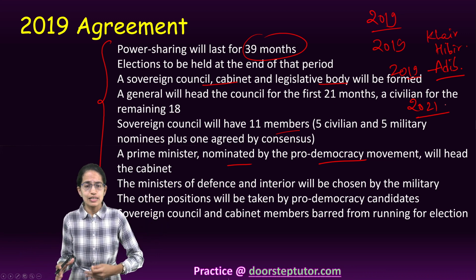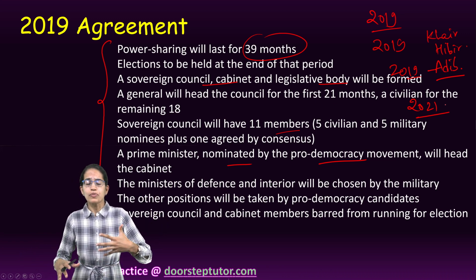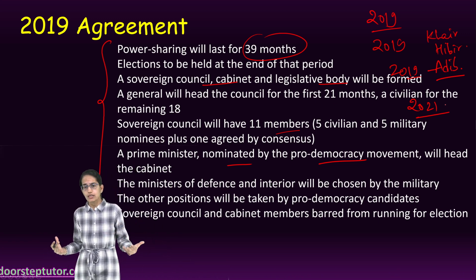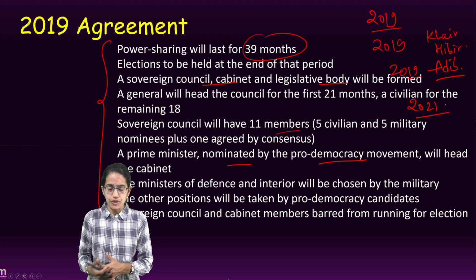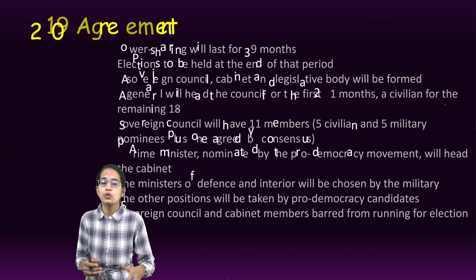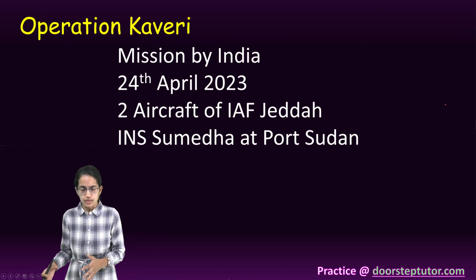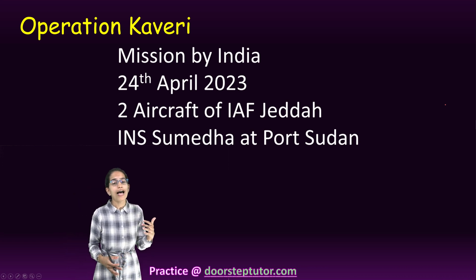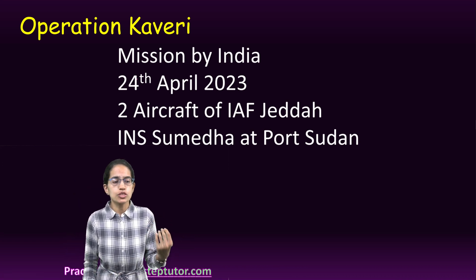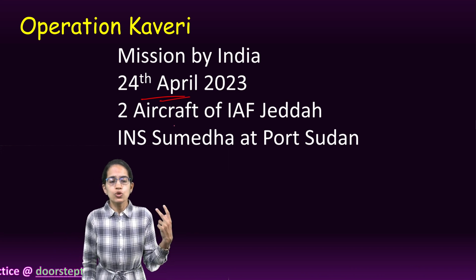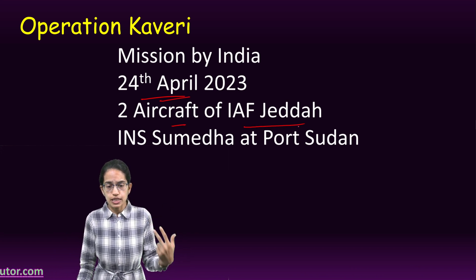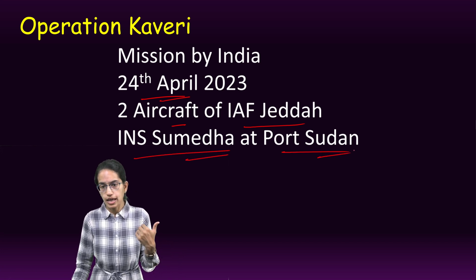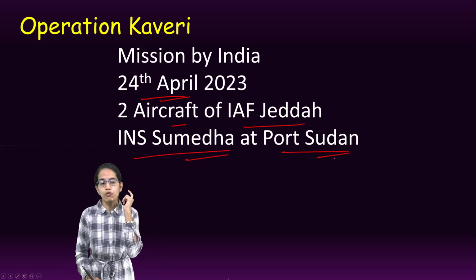Now this unrest has over time further deteriorated with a harsh struggle between the military and the pro-democratic forces, resulting in the evacuation of people from the region. Now, India's effort in this evacuation process is known as Operation Kaveri, which was launched on 24th April. Two aircraft of the IAF at Jeddah and INS Sumedha at Port Sudan have been deployed for the same.